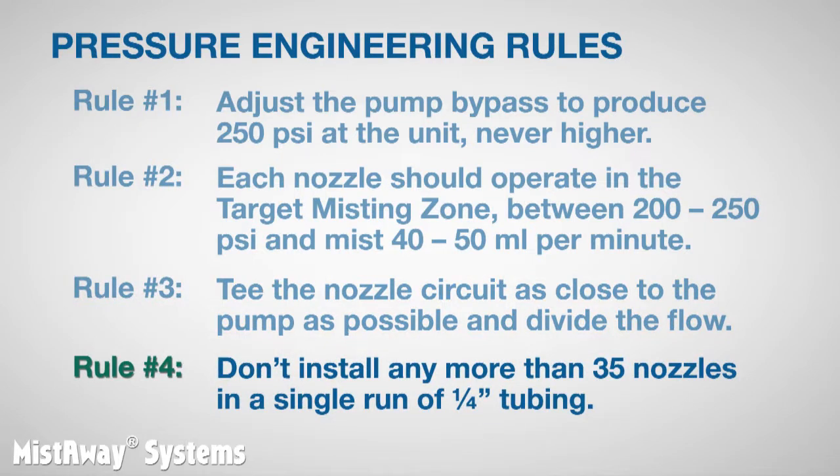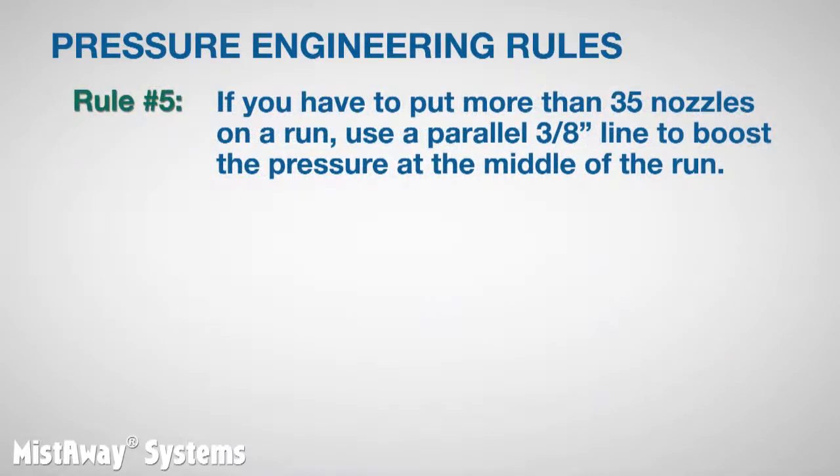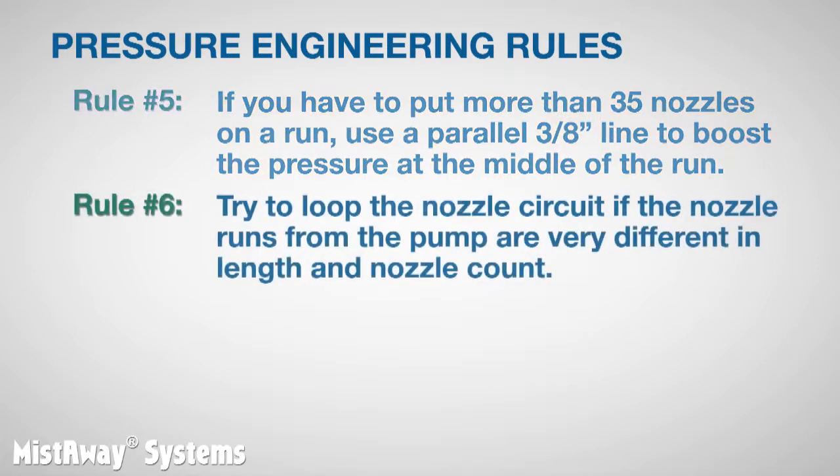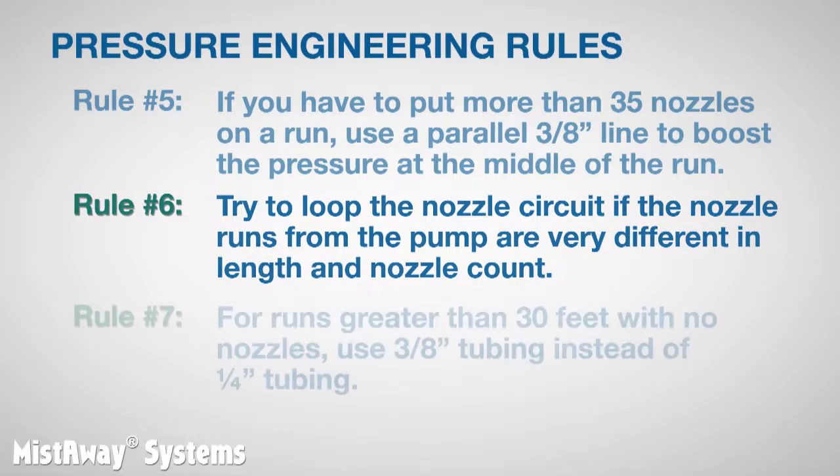Rule number 4 limits the number of nozzles on a single run of 1/4-inch tubing to 35. Do you have any runs that are 35 nozzles or longer? If so, rule number 5 recommends installing a 3/8-inch booster line. Does your design need one? Rule number 6 recommends that you loop the nozzle circuit if you have runs from the unit that are very different in length and nozzle count. Is there a need or opportunity to loop in your design?